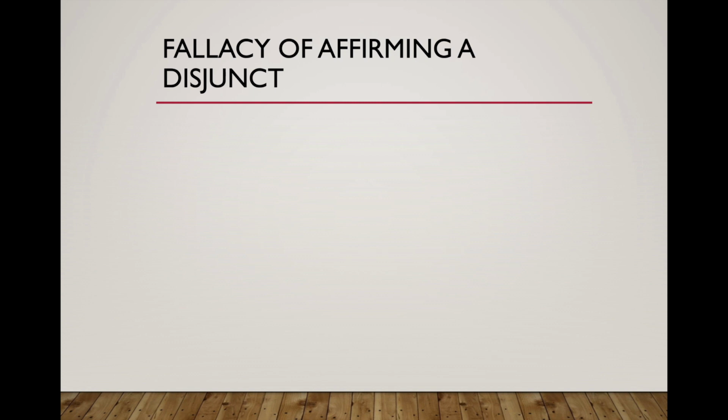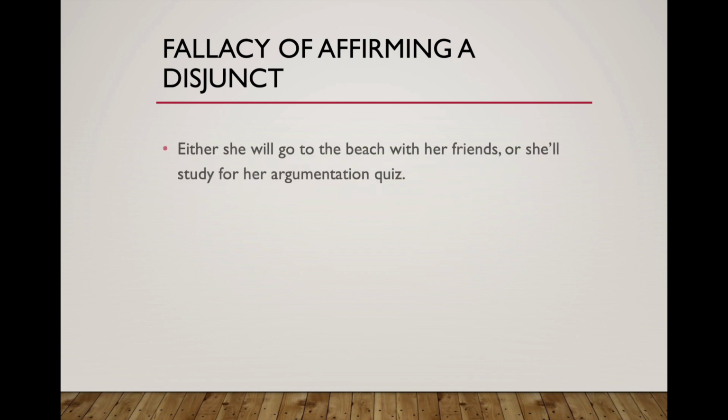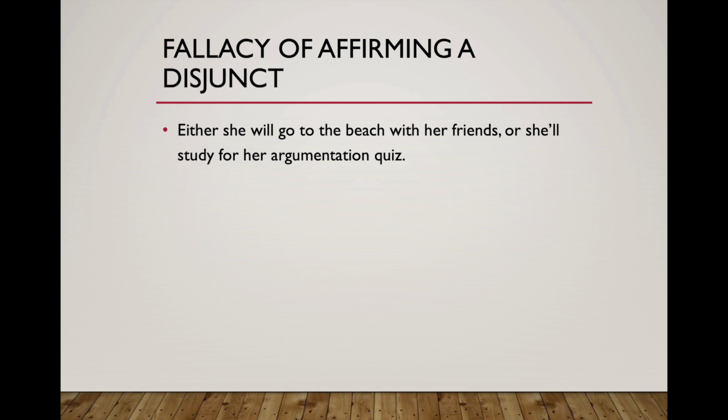But then there are forms where the argument commits the fallacy of affirming a disjunct, where the second premise tells us one of the disjuncts is true, but that doesn't allow us to conclude anything about the remaining disjunct. Either she will go to the beach with her friends, or she'll study for her argumentation quiz. She studied for the quiz. Do we know that she didn't go to the beach? Well, we don't know that for certain.